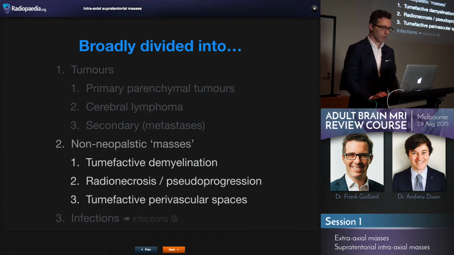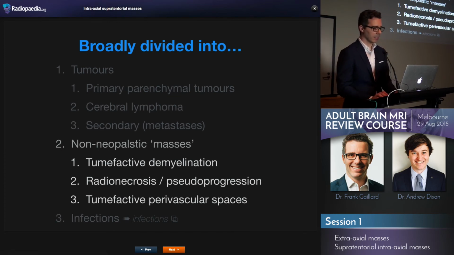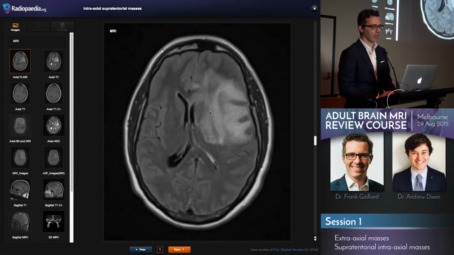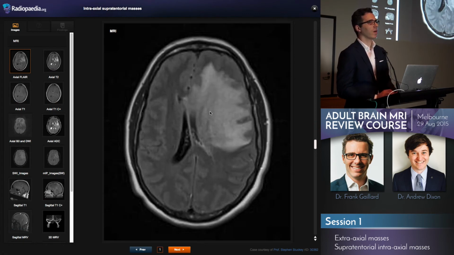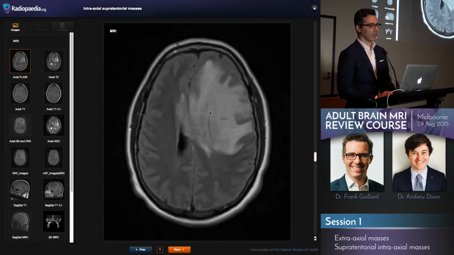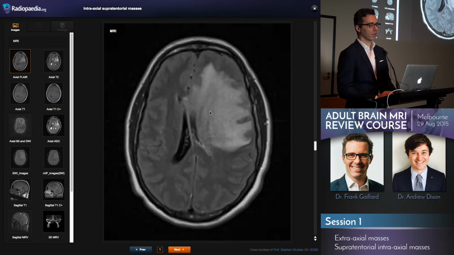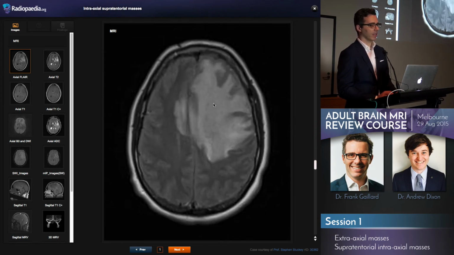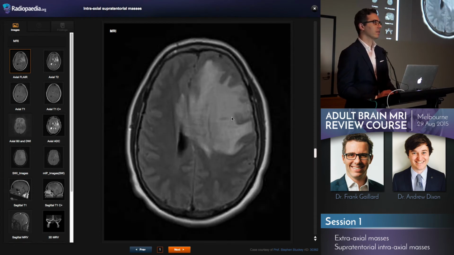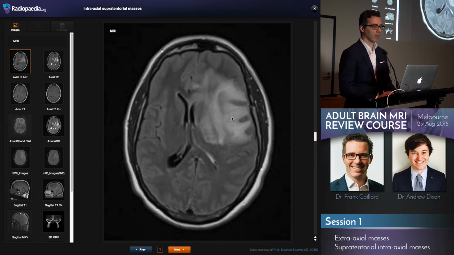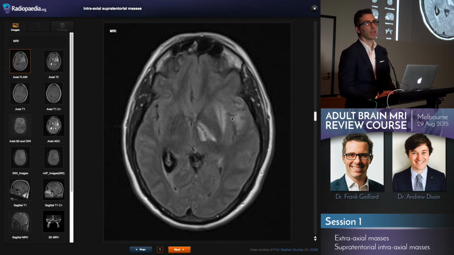Now to finish off this talk, we'll look at non-neoplastic masses. Tumefactive demyelination, I think, is one of those that's extremely important to get right. If for some reason the diagnosis was not suspected and this was thought to be a glioblastoma and an attempt was made to do a big debulking, you would end up with a terrible surgical outcome in someone who will probably get better and not have any sequelae.